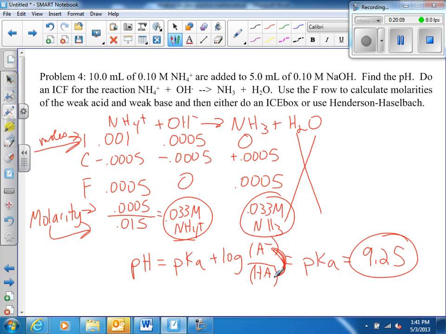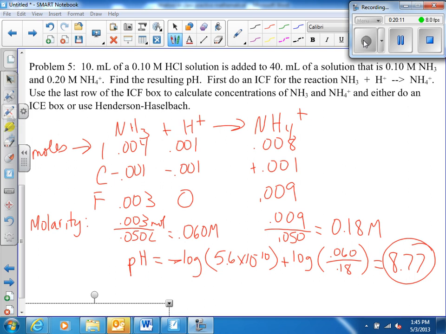Okay, and now I'll go through the last one. Okay, and here's your solution for the last one. Again, I used moles in the I row, and then you have to use your F row to get molarity. Always divide by the total volume to get molarity, and that's it.